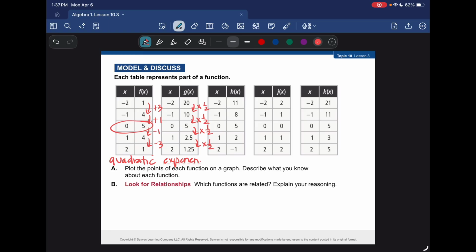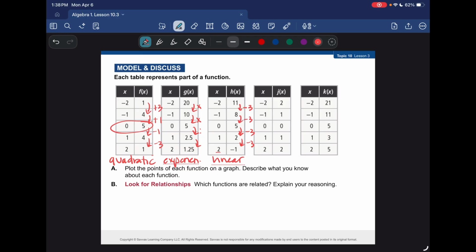Okay, let's look at h of x. I'm going to erase some of this again so we can see the table clearly. As x increases from -2 to +2, what is happening to the output? Let's look at the first difference. It is decreasing by 3, and then decreasing by 3, and decreasing by 3. It has a common first difference, and we know from previous lessons that this means it is a linear function.